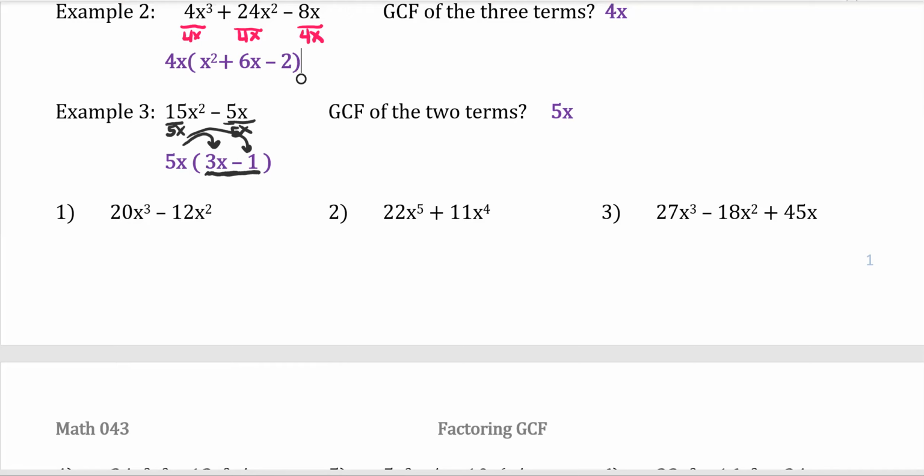So here are examples for us to practice. 20 and 12, what is the largest number that divides into 20 and 12 evenly? 4. They share a common variable x. The greatest common factor will be the one with the smallest exponent. And then divide each term by your greatest common factor. And that will give you the factor that is in parentheses.